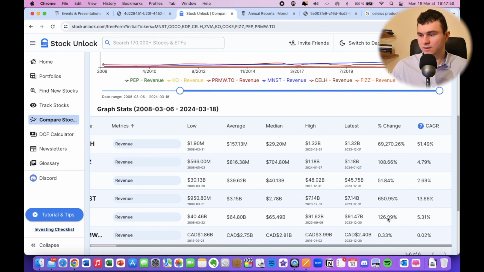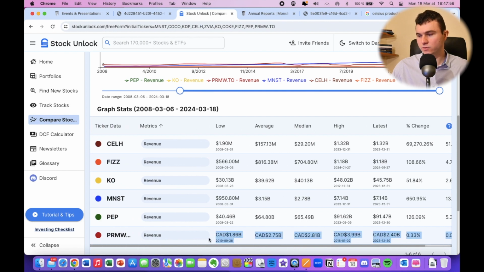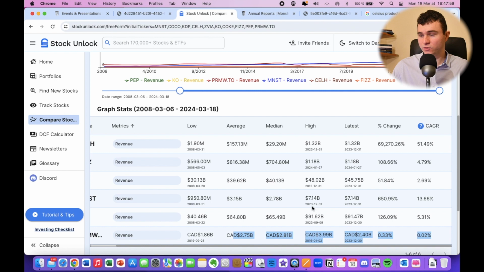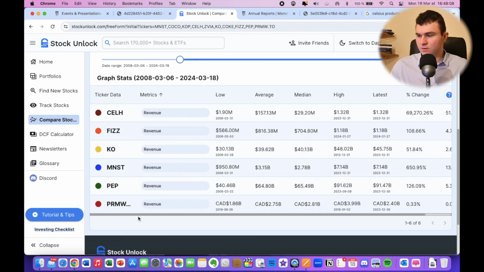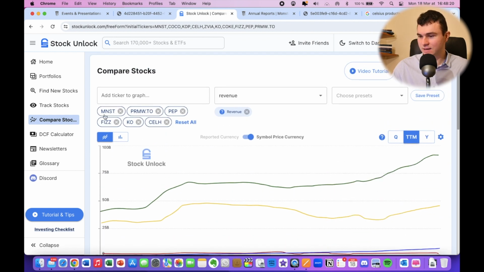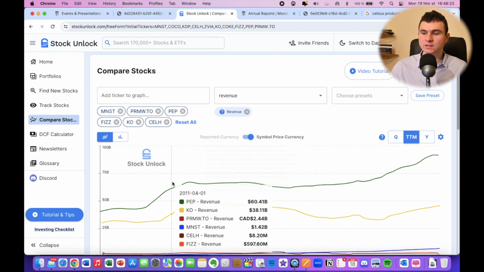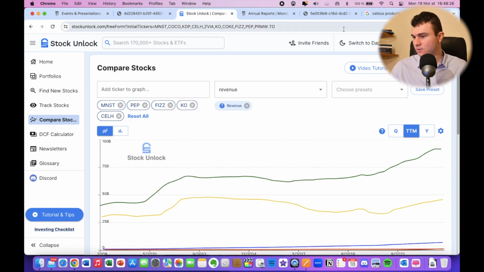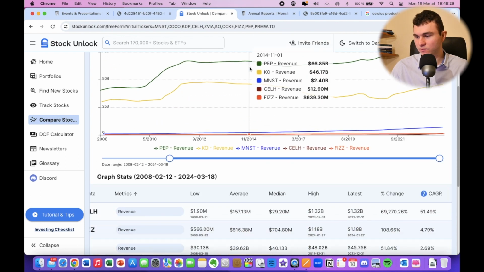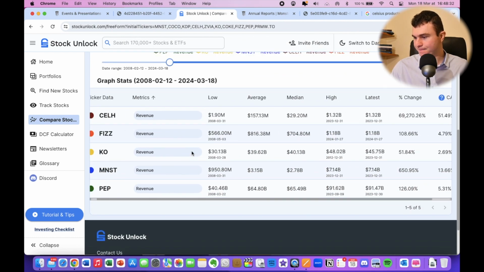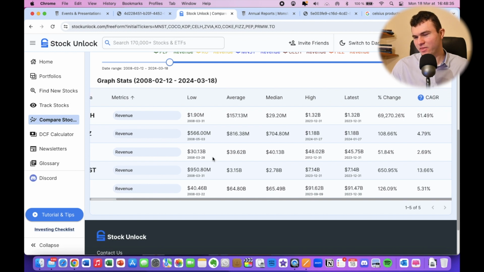Fees 5% CAGR. You have Coca-Cola 3% CAGR, so high margins but very low growth. Monster Beverage revenue increased 14% per year since 2008, so less growth compared to the first years. PepsiCo 5%, wow, and PRMW 0% growth. That's great. So no growth for 15 years for this one. So I would not say it's a very good competitor to Monster Beverage. We have these big boys and Coca-Cola. I don't know if that's a real competitor.